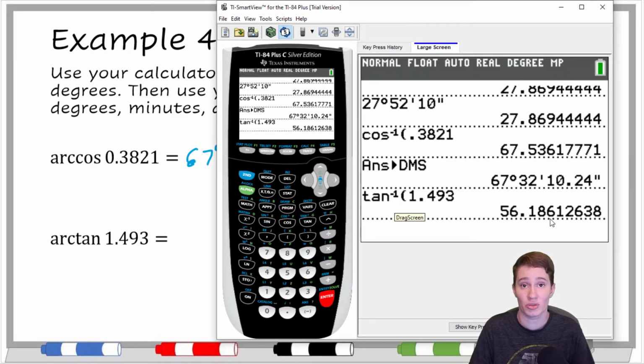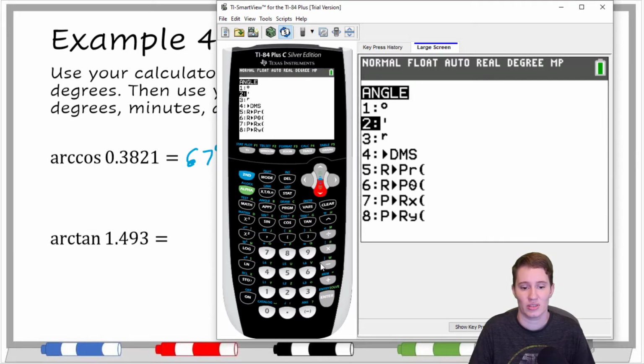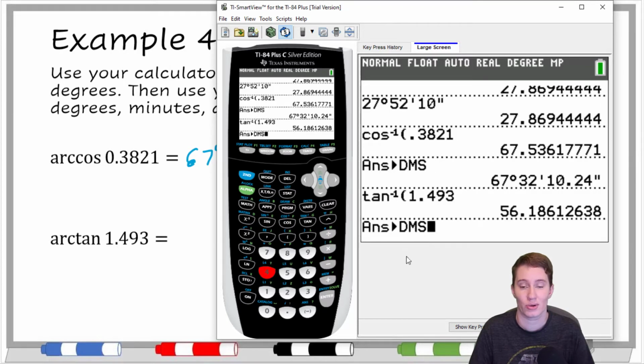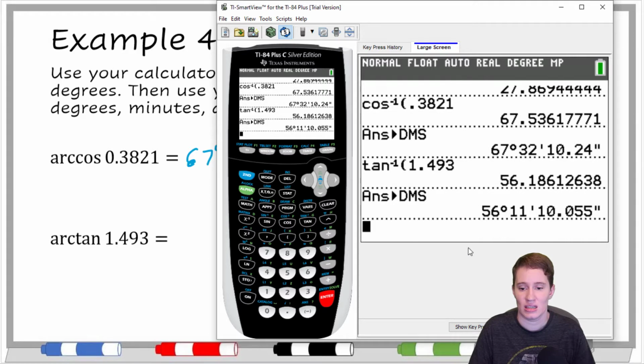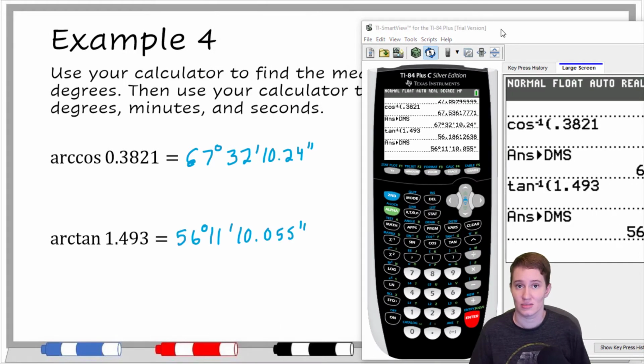Okay, so this is the normal degree answer, but if we want it to be in degrees, minutes, seconds, we go second angle. We pick the fourth option. You can use the arrows to go down and press enter, or you can just type 4 and it will pick the fourth option. Then here we go. This is even worse. So that's what we've got there. That would be our answer.